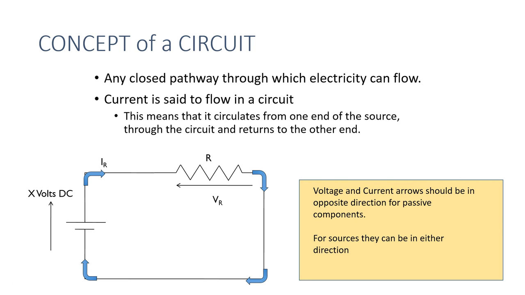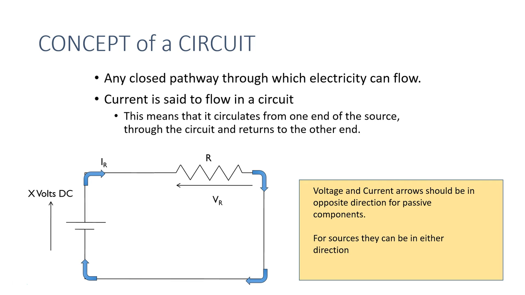So this is basically what we mean when we talk about a circuit. And you could see here from the diagram, this is the source, which is a battery, and the current will start off coming from the positive terminal, go through the resistor, and eventually it goes back into the negative terminal of the battery.